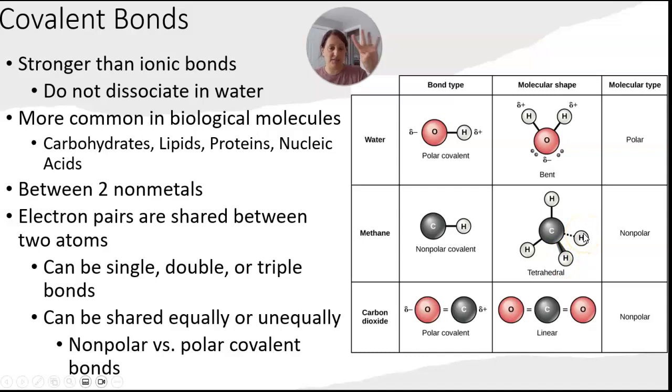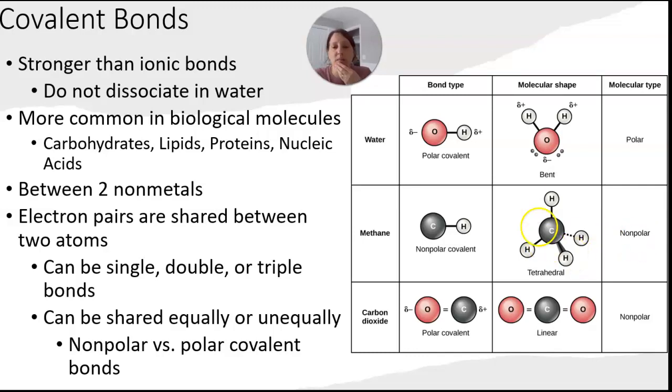So carbon has 4 valence electrons. It can participate in 4 covalent bonds. Hydrogen, each of them has 1 valence electron. They can each participate in 1 covalent bond. And so carbon is happy, right? It has a full valence shell because it's participating in 4 bonds. And each of those hydrogens is also happy. So this is a pretty stable molecule.